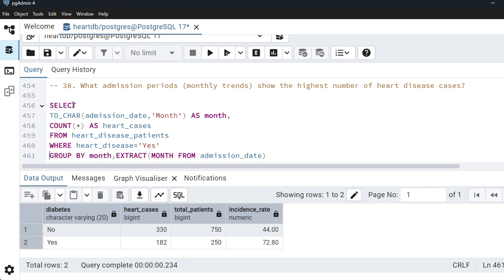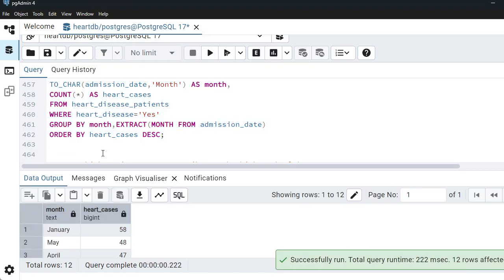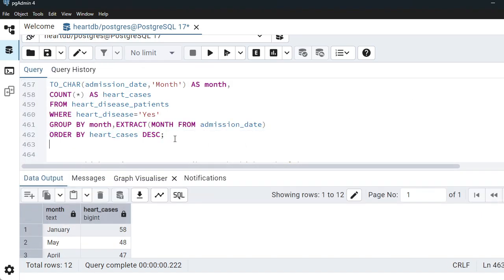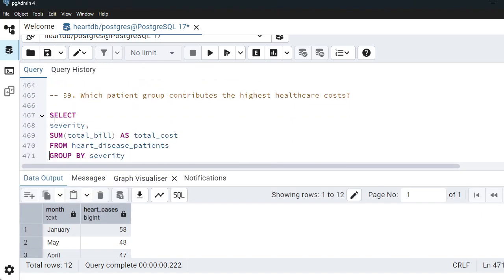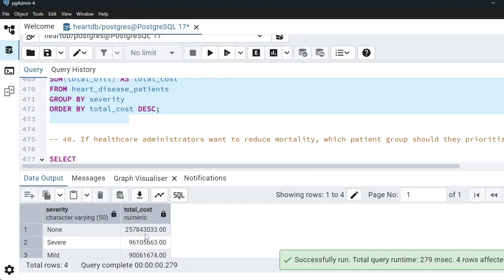Now, which admission period monthly trends show the highest numbers of heart diseases? If I run this one now, it's going to give me that. Alright, the highest monthly, wow, January is one. So now let's go to the next question. Which patient group contributes the highest healthcare cost? If I run this now, it's going to show me the patient group. So none is the one.